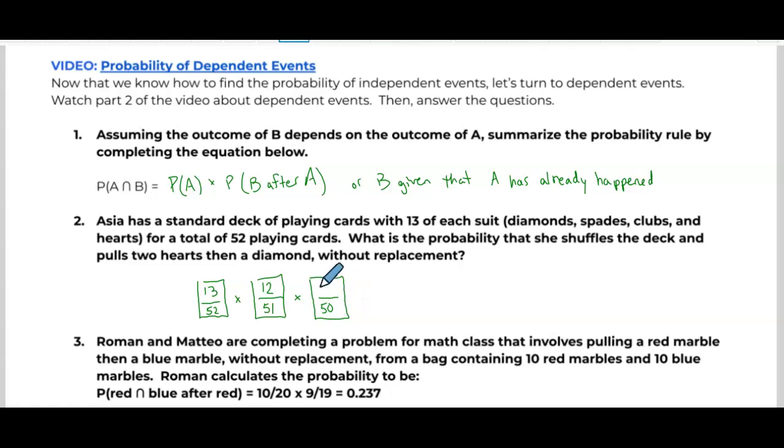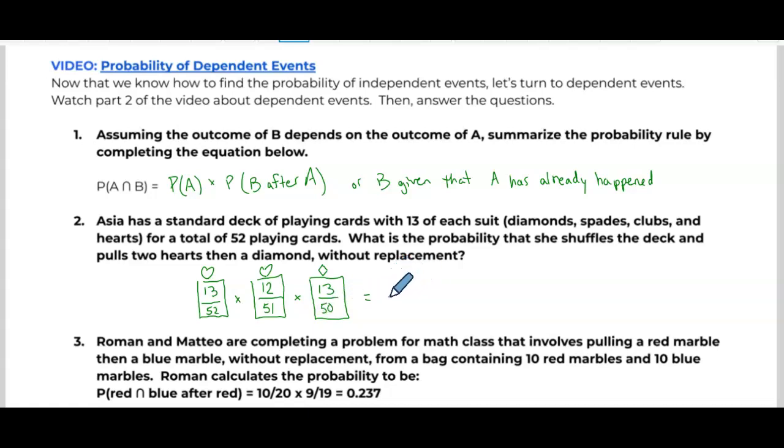However, I do have all 13 diamonds remaining because I haven't drawn a diamond yet. These first 2 were both hearts, right? So I have 2 hearts removed, but I don't have any diamonds removed. So when I go to do this draw for a diamond, I have all 13 available. So I just need to multiply it out here. And if you do that on your calculator, what I would expect you to do is multiply 13 times 12 times 13 and then divide by 52 times 51 times 50.